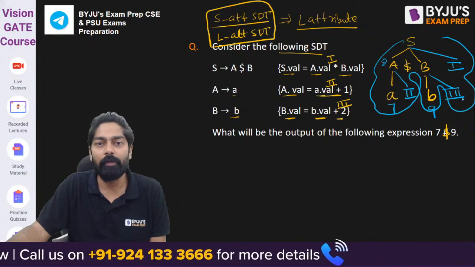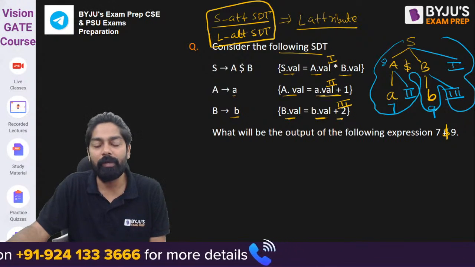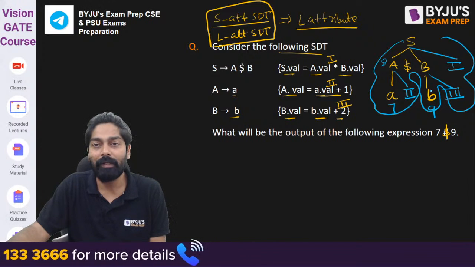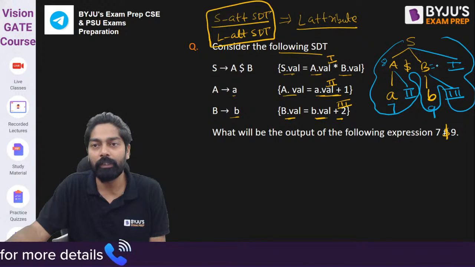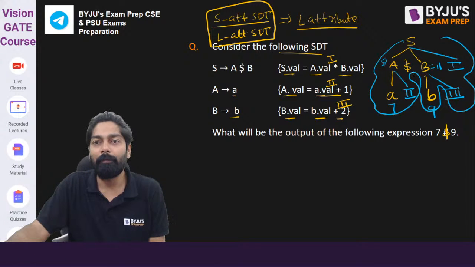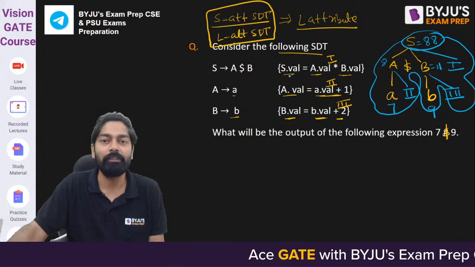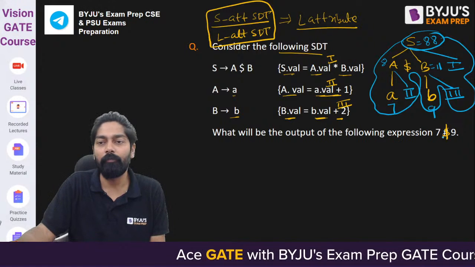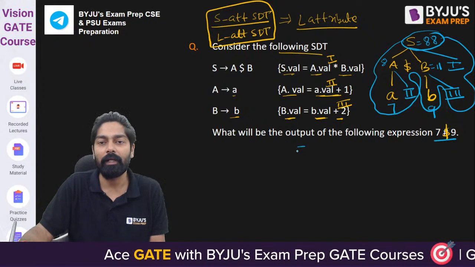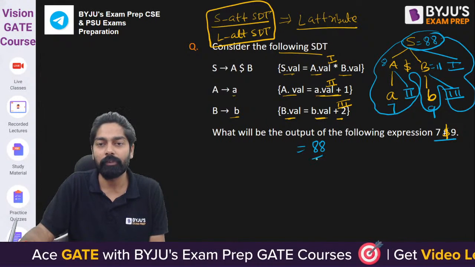What about the third one? See, the B value is 9, and this one becomes B plus 2, which is 11. What is the first one? Multiplication. So 11 into 8 is nothing but 88. So in the output it will print 88. So the output of the following expression is 88, the right answer for this one.